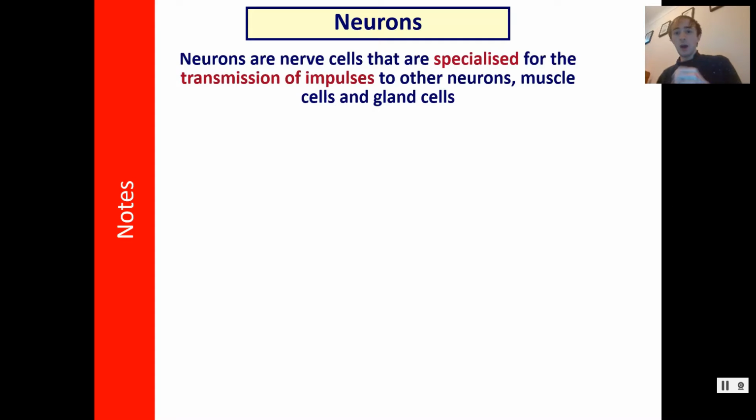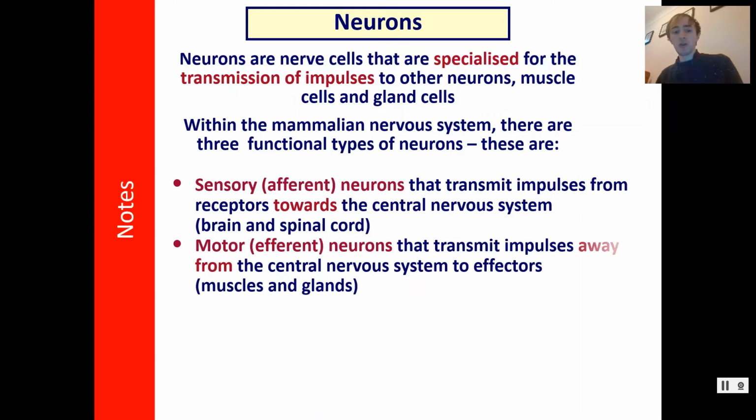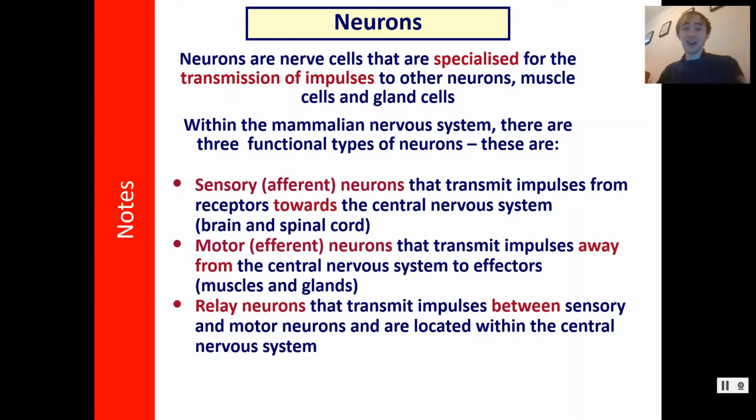So neurons are basically nerve cells that specialize for the transmission of impulses to other neurons and cells. Basically there are 3 types, and you learned about these at GCSE. There are sensory neurons, relay neurons, and motor neurons. Now sensory neurons, sometimes called afferent neurons, let's just lead with the word sensory, they transmit impulses from receptors to the central nervous system. So we're talking about a light being shone in my eye, let's say, a light receptor at the back of my eye, then activates a sensory neuron.